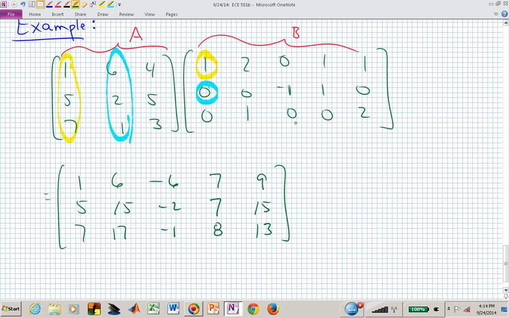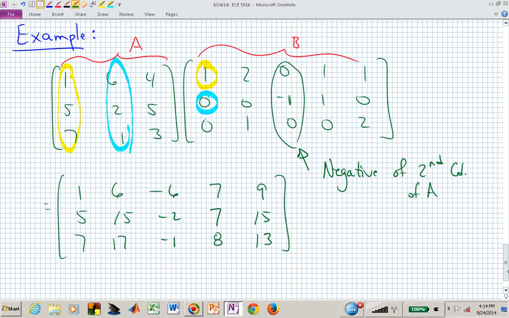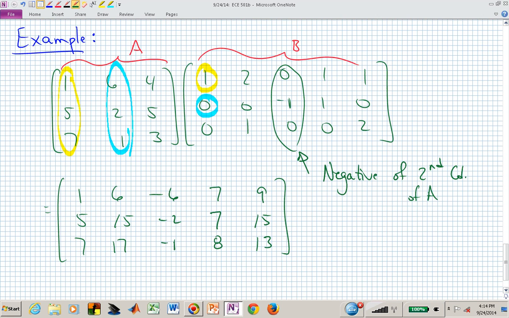So this particular column would have said this is the negative of the second column of A. And you could do it just the other way. Sometimes it's easier to view the first matrix and use that as your cue. And in that case, you take the first row and you say, now I need to weight all of my subsequent rows by those scaling factors.